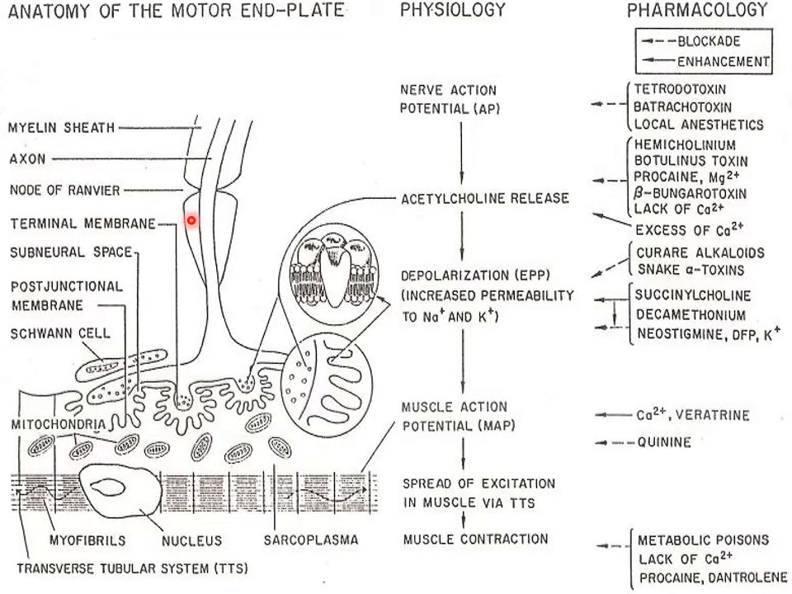Here is again a picture. You can see here there is nerve action potential. This causes acetylcholine release. When the acetylcholine is released, it causes depolarization. How does depolarization take place? Increased permeability to sodium and potassium. There will be muscle action potential, then there will be spread of excitation in the muscle, and that leads to muscle contraction.